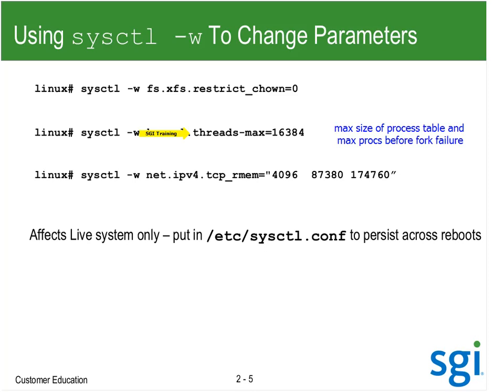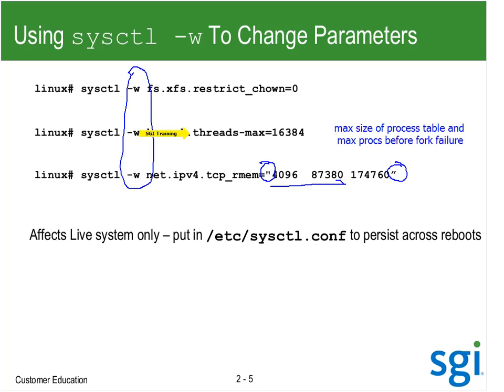The other one here, you do have parameters that have multiple fields to them, so you do have to delimit them with quotes. Otherwise, the command line, the shell parser won't pick that up. Now, the W is only on live systems.